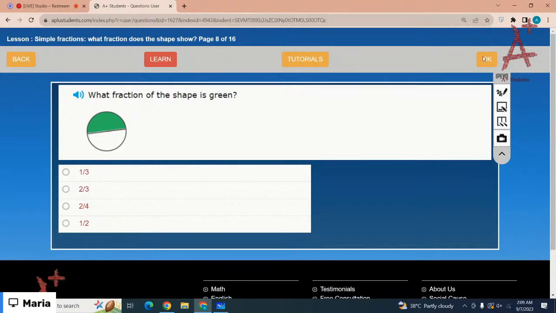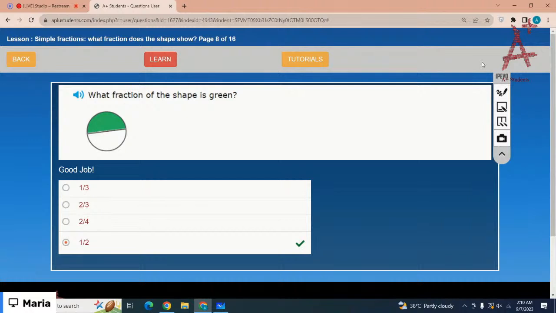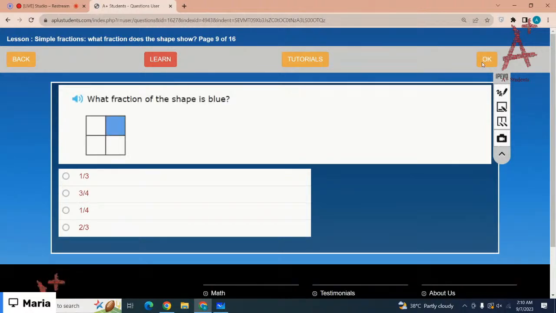Yes, very good. That would be 1 out of 2. Just one of the portions is green out of 2, so it would be 1 out of 2. What fraction of the shape is blue? Which is the correct option?